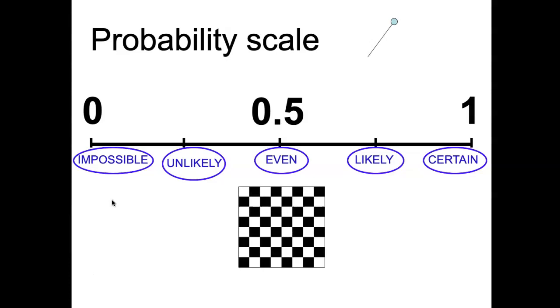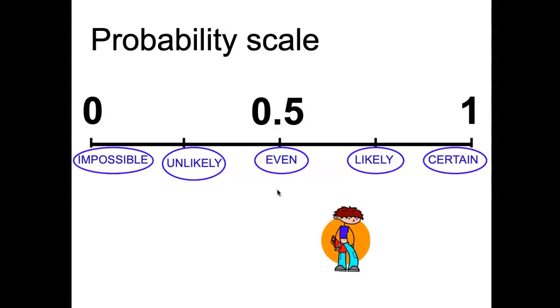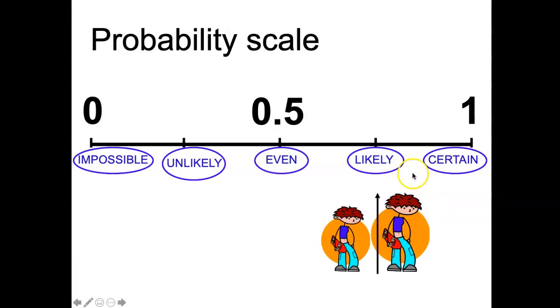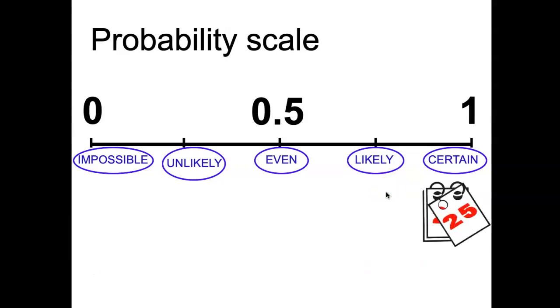Another one is if you have a board that consists of the same number of white squares and black squares. So the chance of landing on a white square is the same, an even chance, as landing on a black square. Okay, for likely, it is very likely that a small child will grow taller, so there's a big chance, so likely. And then it's certain and for sure that you are going to celebrate Christmas on December 25th.